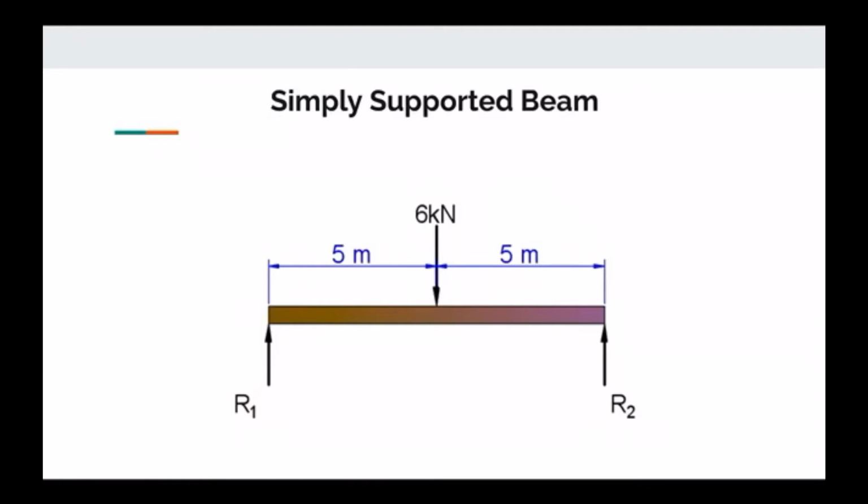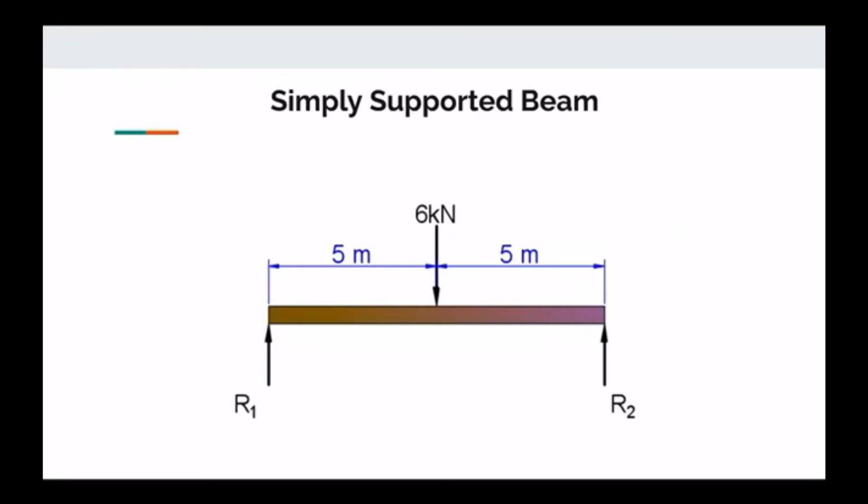There's a point to note in beam situations like this: the sum of upward forces, which is R1 and R2, must be equal to the sum of downward forces. So the sum of downward forces is 6, therefore the sum of upward forces, R1 and R2, should also be 6. Given the symmetrical nature of this loading, meaning the load is applied at the center, R1 and R2 will be half of 6 kilonewtons. That will be 3 kilonewtons, given that they should add to get 6.